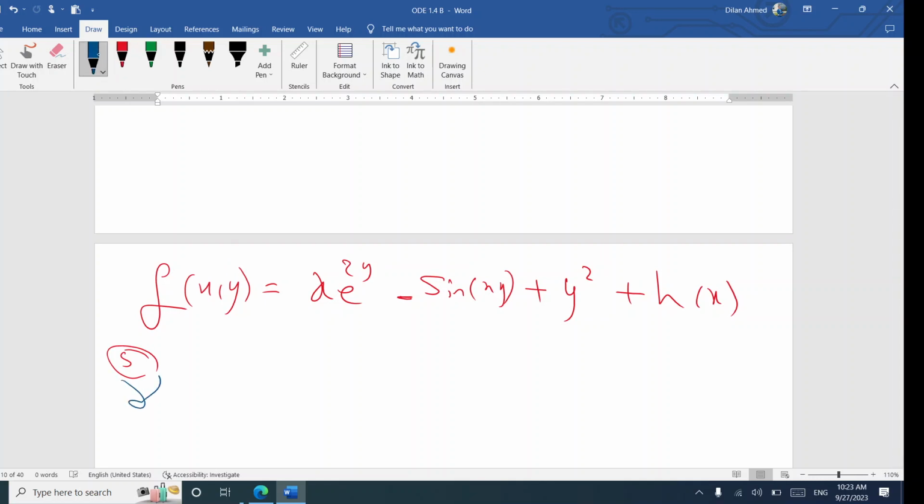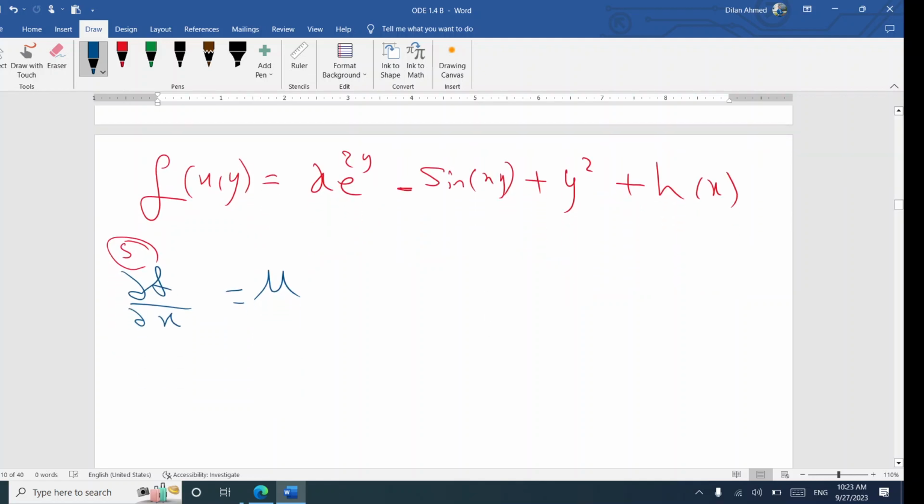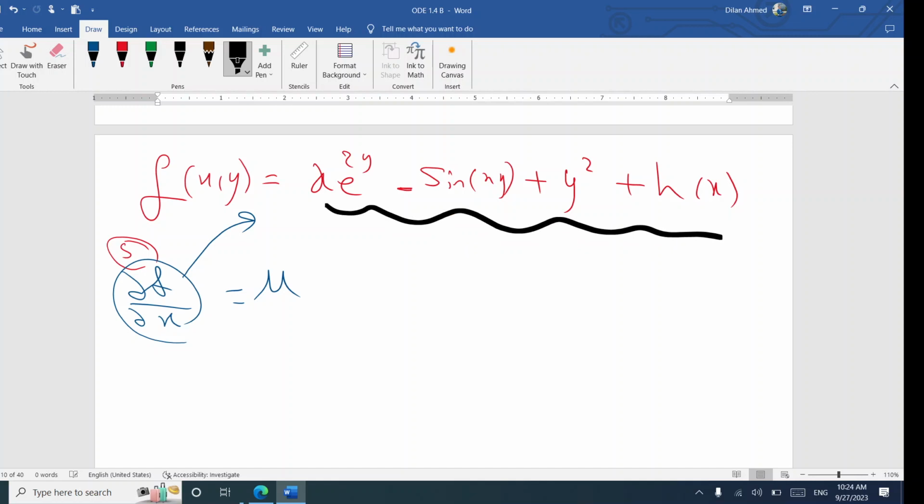Partial derivative of f with respect to x is equal to m. I'm going to use the other one. So it's equal to what? Derivative by x. It will be what? By x. Am I right?